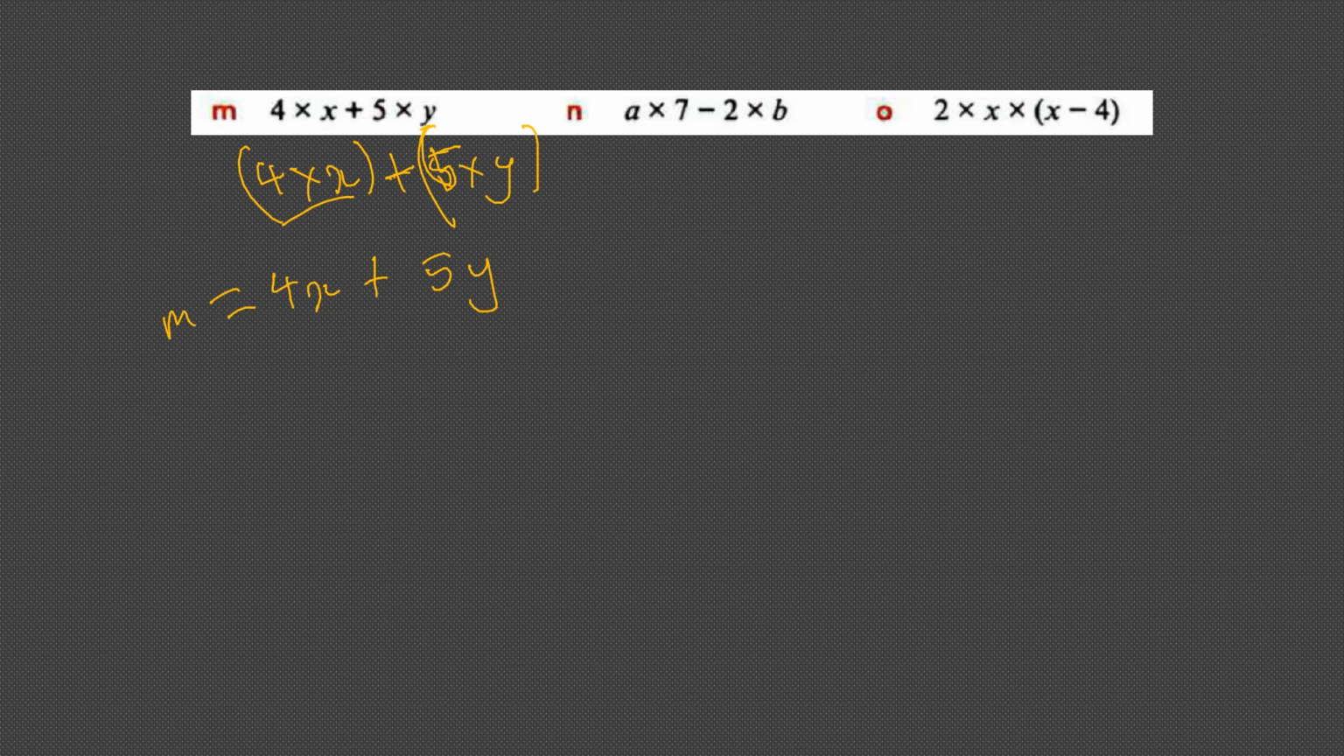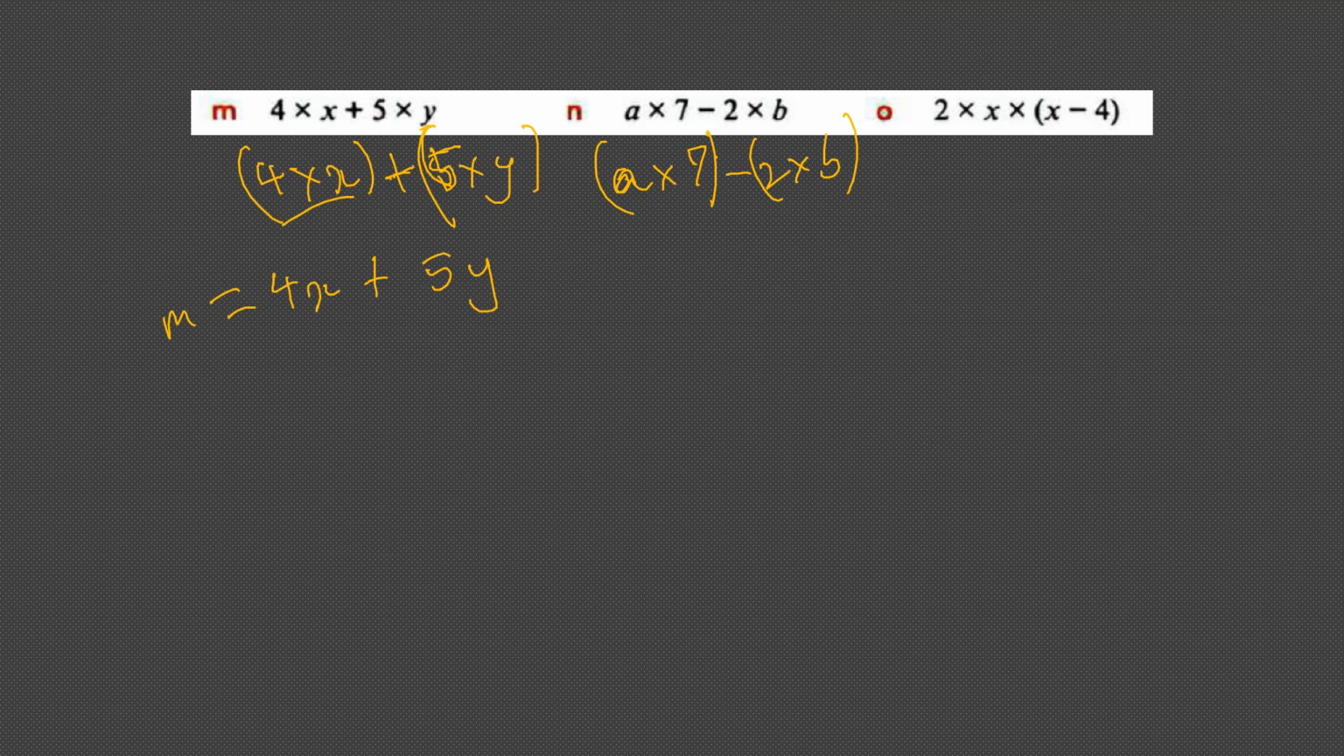Next question, question N, states a times 7 minus 2 times b. We can do the same thing here. Remember, we put a bracket around the numbers that are being multiplied. If it's more than two numbers, like maybe a times 7 times 3, we'll put a bracket around those numbers that are being multiplied. That's a better way to say it.